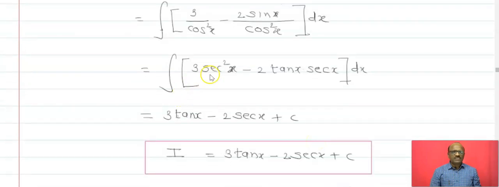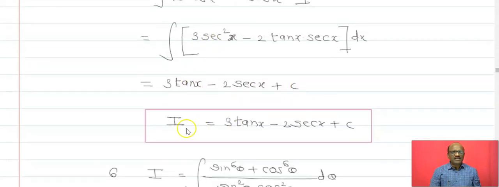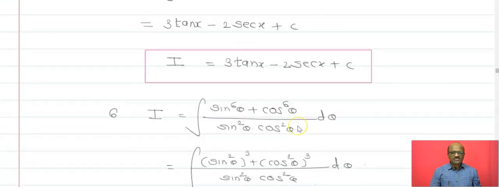Now the integral of sec square x. What is the derivative of tan x? The derivative of tan x is sec square x. Therefore, the integral of sec square x is tan x. The integral of tan x into sec x is sec x plus c. Therefore, you will get the answer: I is equal to 3 tan x minus 2 sec x plus c.